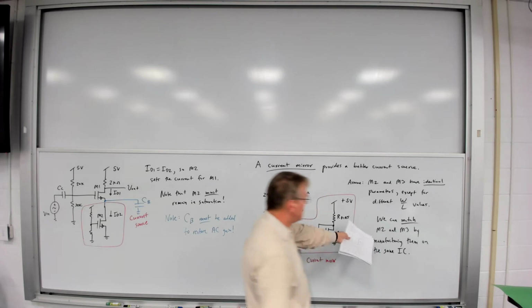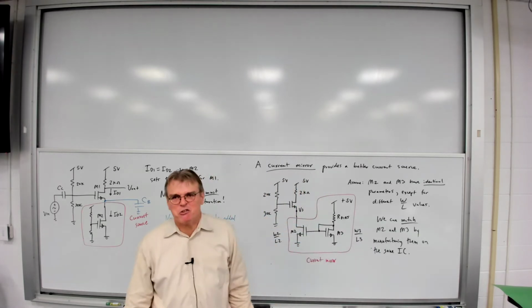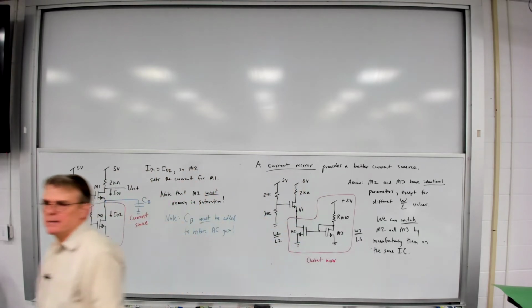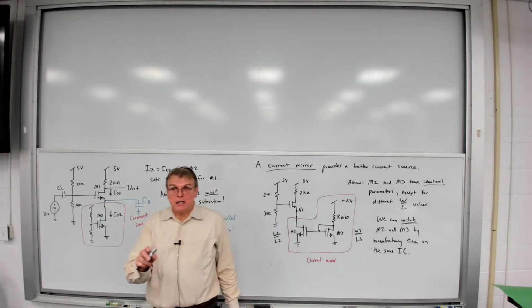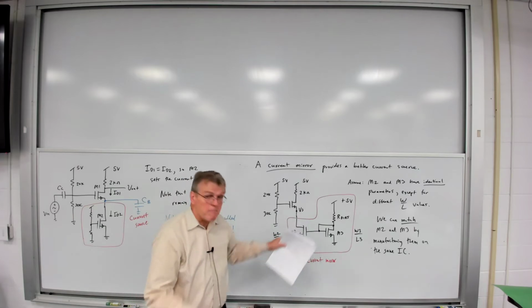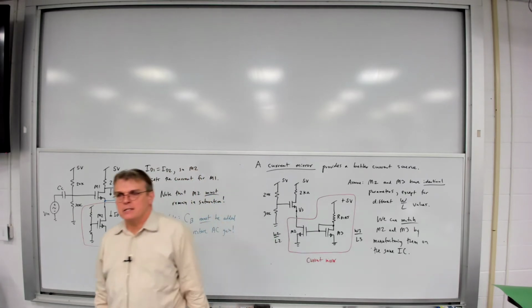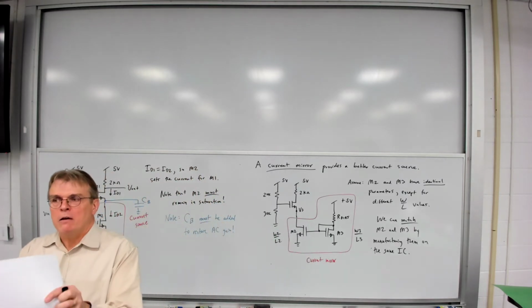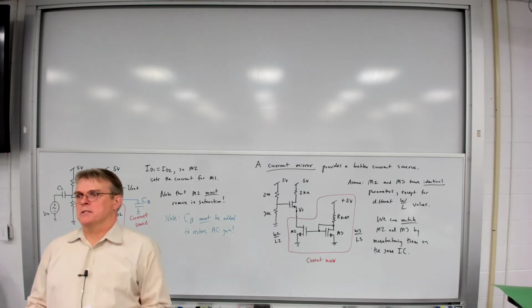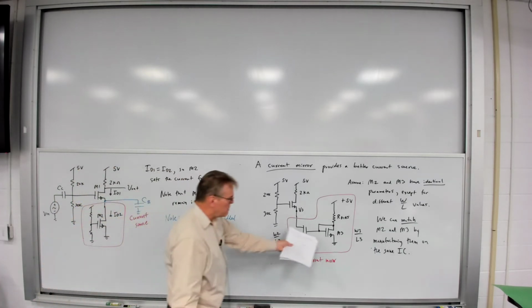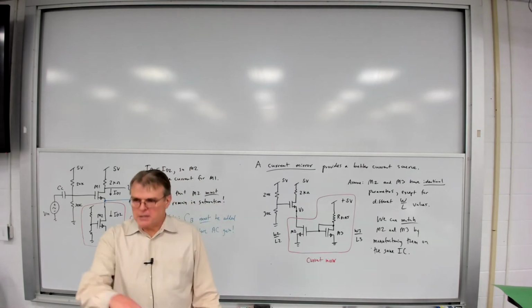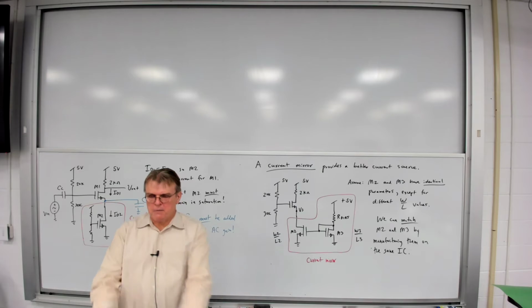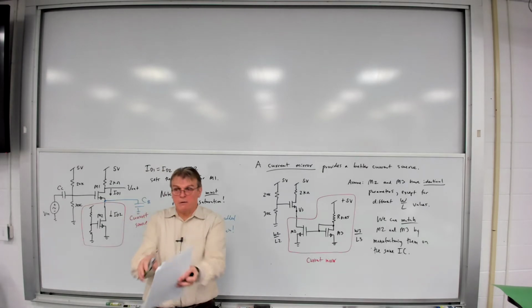So you can match M2 and M3 by manufacturing them on the same integrated circuit. And in fact, this is done all the time. As we're going to see later on, this is one of the mainstays of modern IC design, the idea of utilizing matched devices. So this is not something you can do discretely very easily. It'd be very expensive and difficult to do. But on an IC, it's trivial. As long as they're manufactured right next to each other, then we're fine.